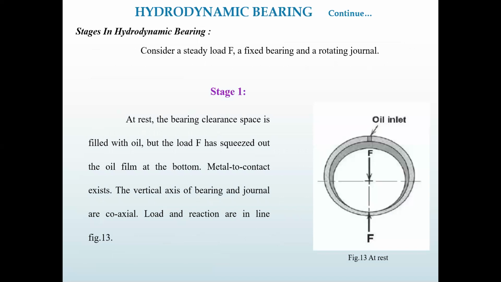In a simple manner, we will discuss this in different stages. The first stage we consider is the resting condition, where no speed is applied and direct metal to metal contact exists. Look here, the shaft is directly mounted over the journal and metal to metal contact exists. You can say shaft and bearing, or journal and bearing.